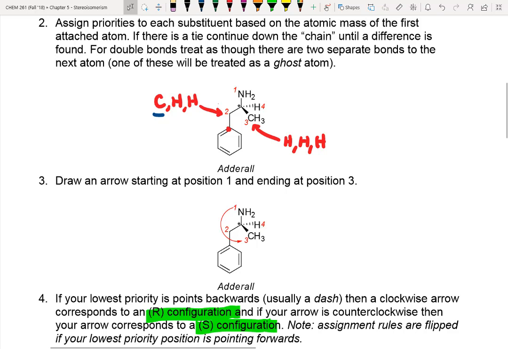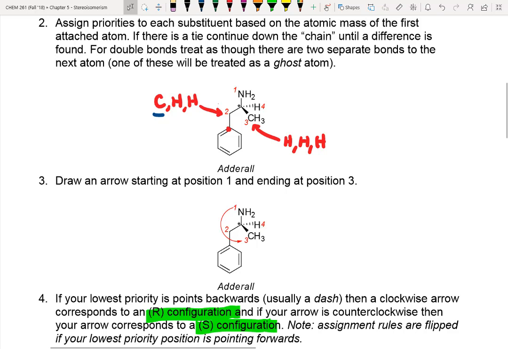So, what if it's split? Like there's a 1, a 2, a 3, and a 4. I'm having trouble understanding. Your arrow says go from 1 and then 2, 3, and if the 2 and the 3 are on opposite sides, how is that? So basically, ignore substituent 4. Try to connect 1, 2, and 3 using a smooth arrow. If it's going to the right and your lowest priority is pointed backwards, it's automatically R.